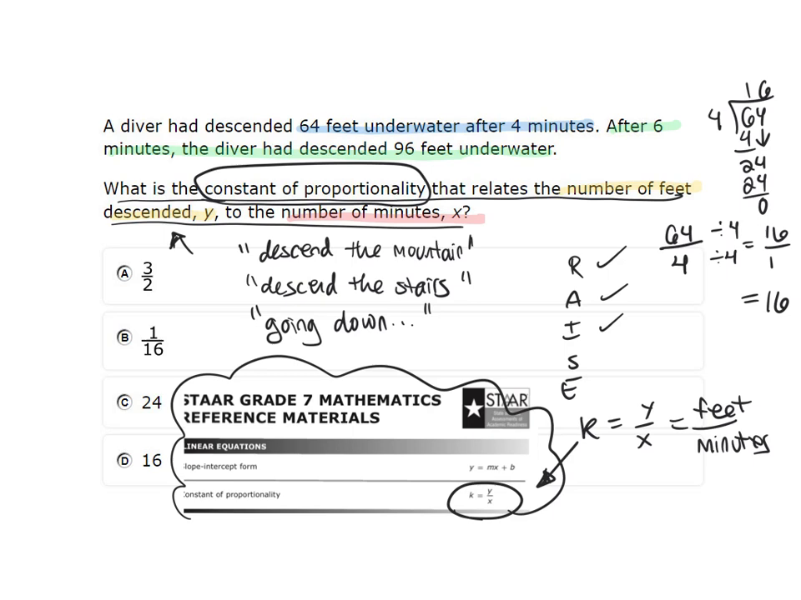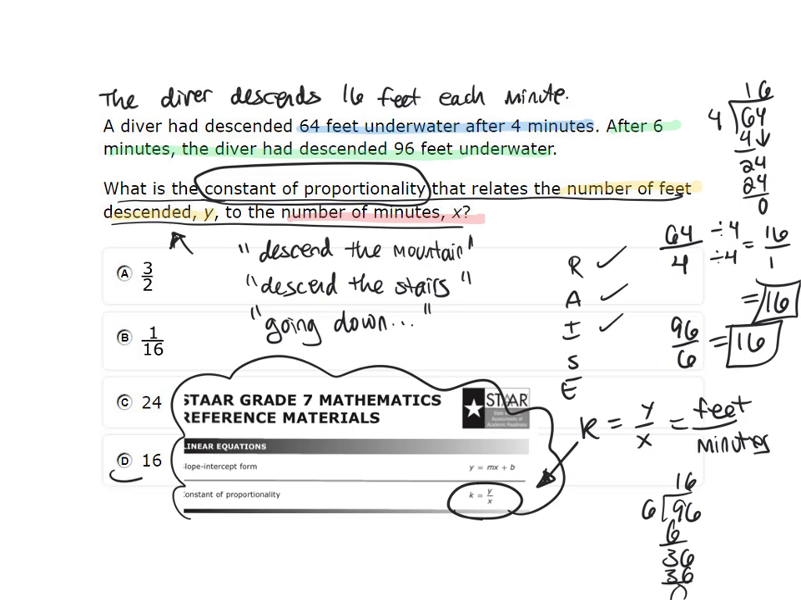But what if I had chosen to use the green information instead? What if I had chosen to do 96 over 6? Well, let's see what I get if I do 96 divided by 6. Oh my gosh, that is also 16. So whichever information I chose to use, 64 feet, 4 minutes, or 96 feet, 6 minutes, either way, the constant of proportionality is 16 feet per minute. I'm going to write a sentence to describe that. Awesome. So that's answer choice D.